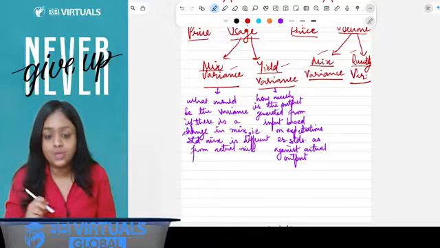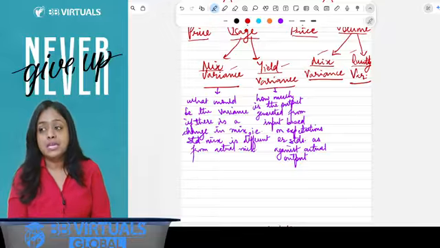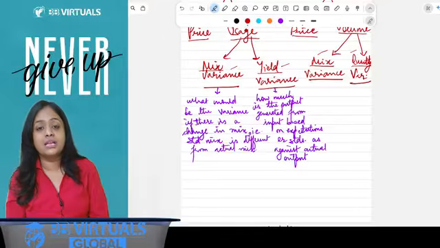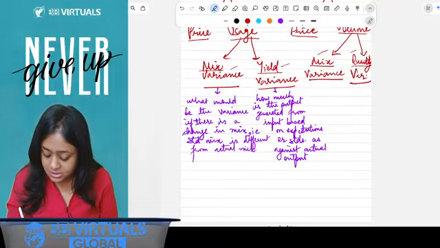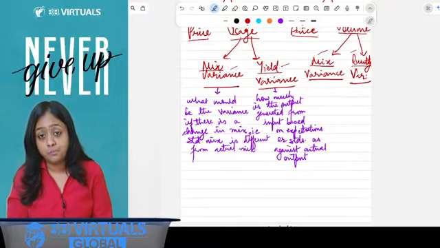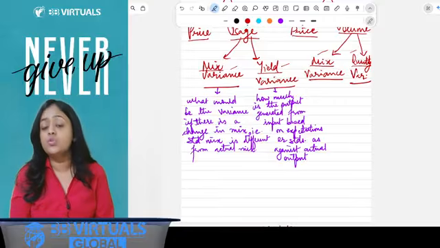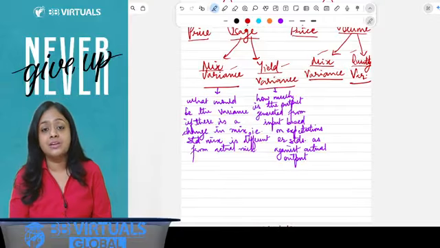Second is the yield variance. It simply means, yield always means how much input can generate the output. So yield variance discusses how much output is generated from the input when it is used in the way that the standards recommended.